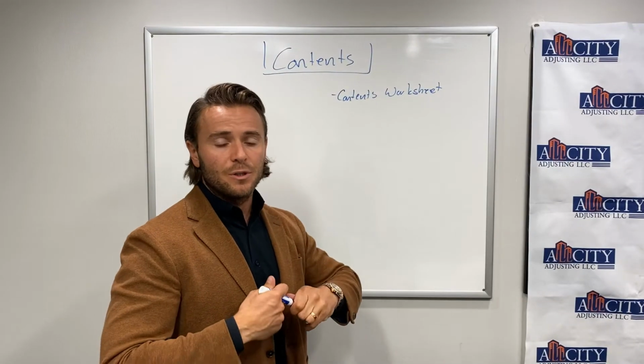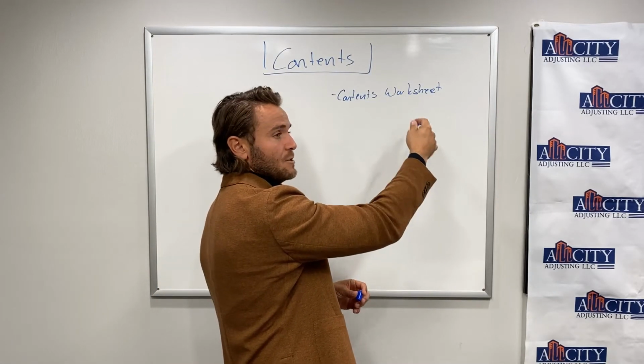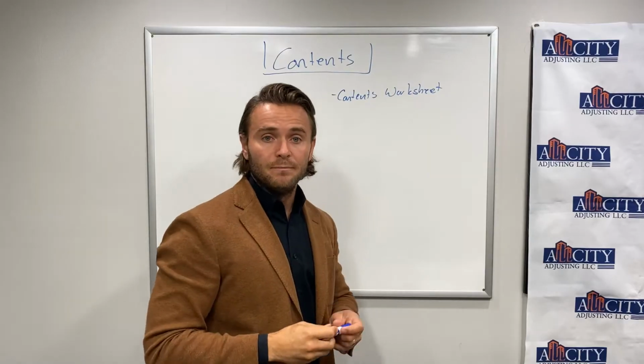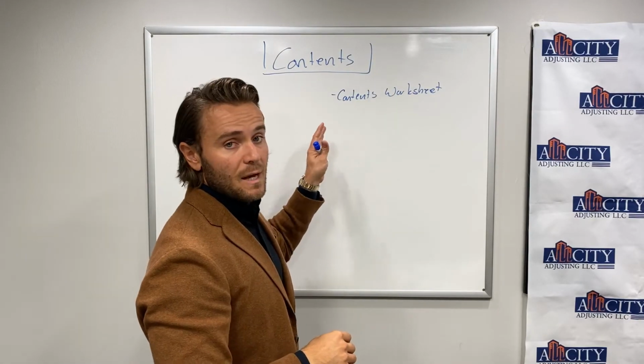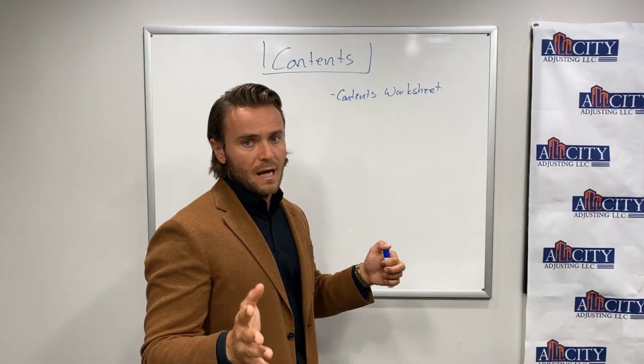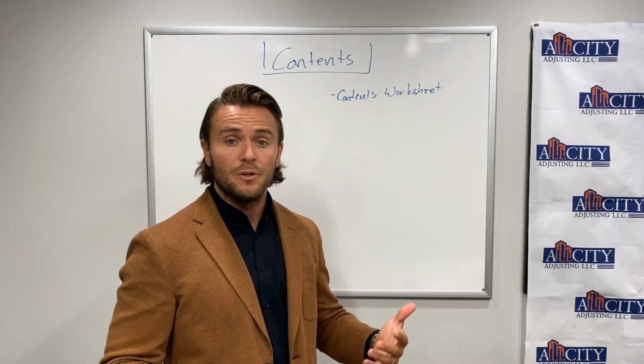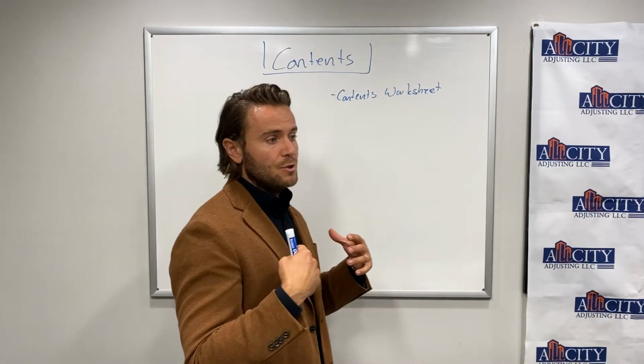And again, a contents worksheet is just an Excel sheet that has the name of the item, the price you paid, the age of the item, and some other columns. But most importantly, you have the item and the price you paid for it, or the price that it costs to replace today. Let's get into how this would happen if you had a fire, for example, when you go into your client's home and you're inventorying contents. Let's just say we're jumping into a room.